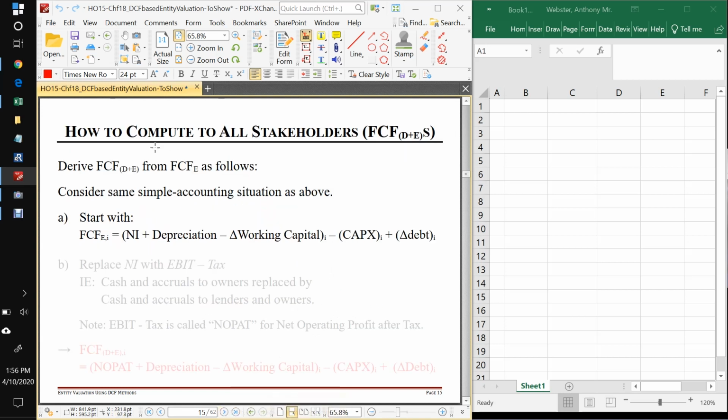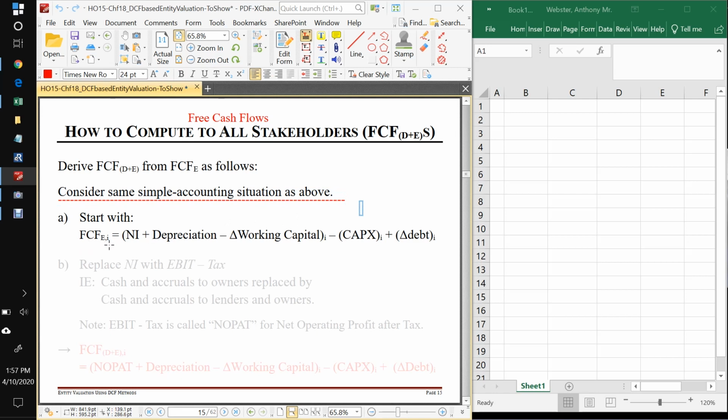All right, so now let's see how to compute free cash flows to all of our stakeholders. Okay, so we want to consider the same very simple accounting that we had above. Okay, so let's start with what we had for owners.